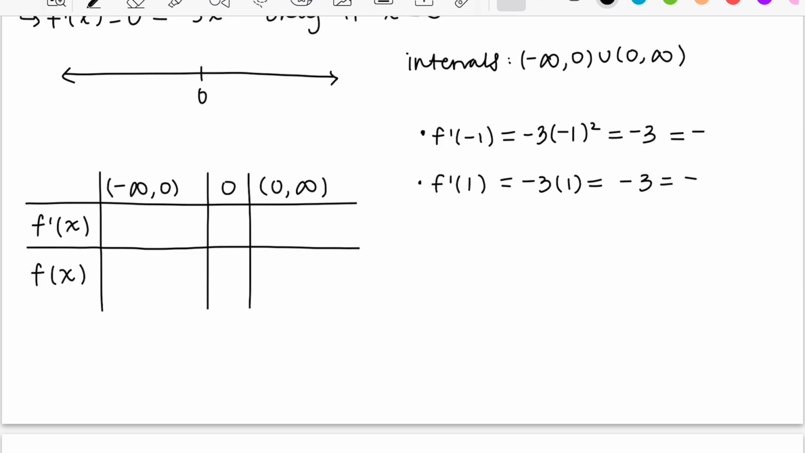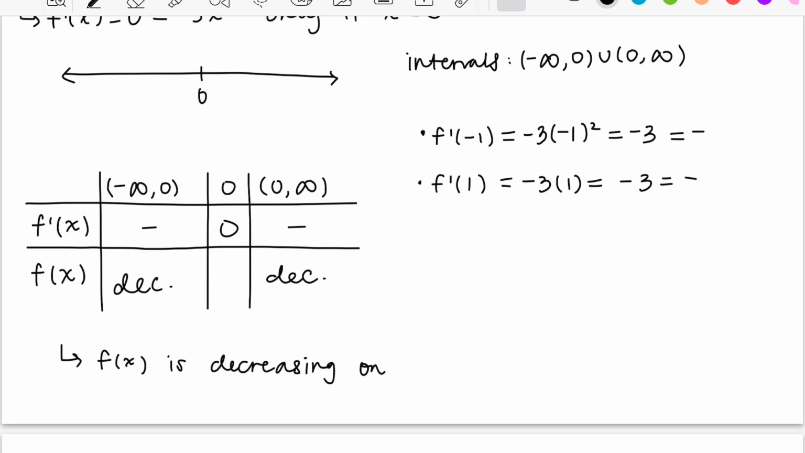And we see that we again get a negative number. So plugging this into our sign chart, we have a negative and a negative. So our function is decreasing on both of these intervals. And then we know that when x is equal to 0, our derivative is equal to 0. All right, so this tells us our function is going to be decreasing for all x values.